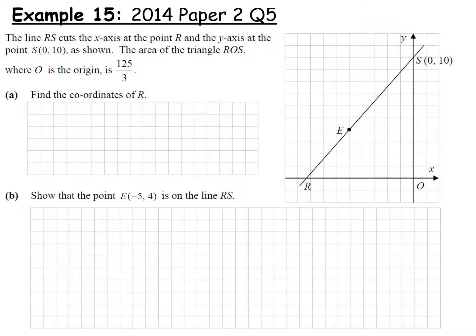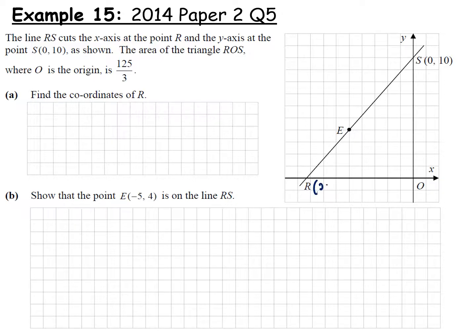Okay, so let's take a look at our next exam question. So this is example 15, which is from the 2014 paper 2, question 5. It says the line RS, which is shown on this diagram here on the right, cuts the x-axis at the point R and the y-axis at the point S, which is 0, 10, as shown. The area of the triangle ROS, where O is the origin, is 125 over 3. Find the coordinates of R.